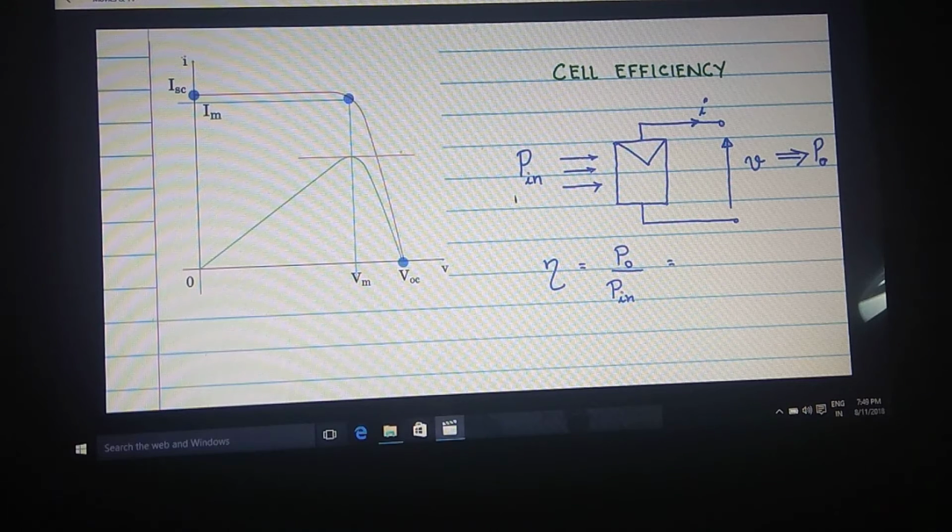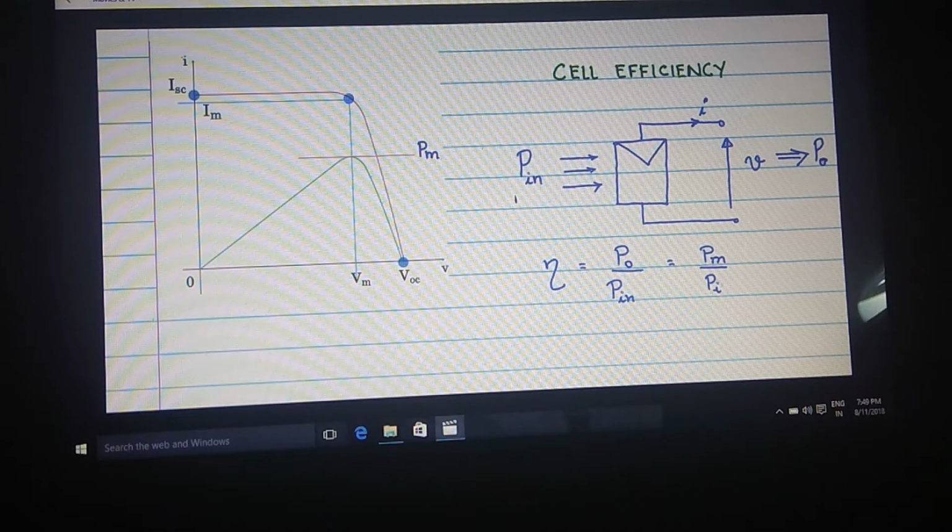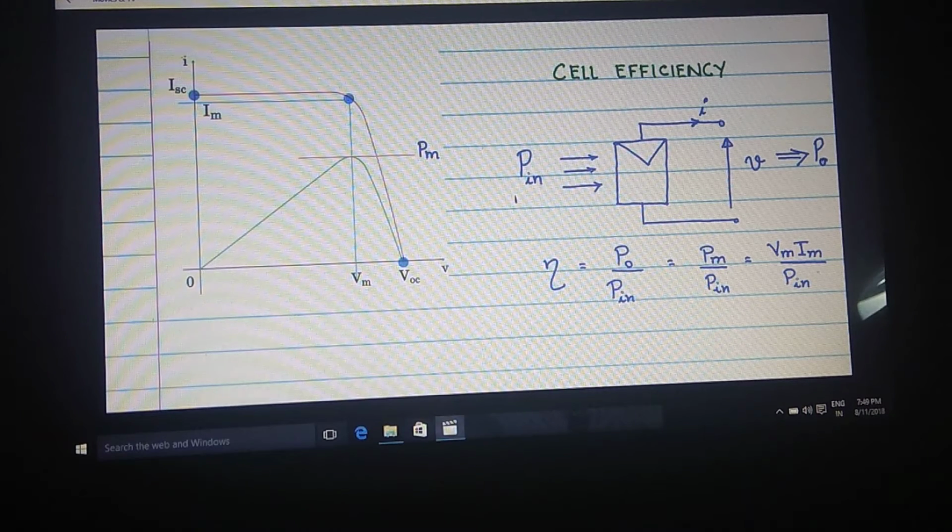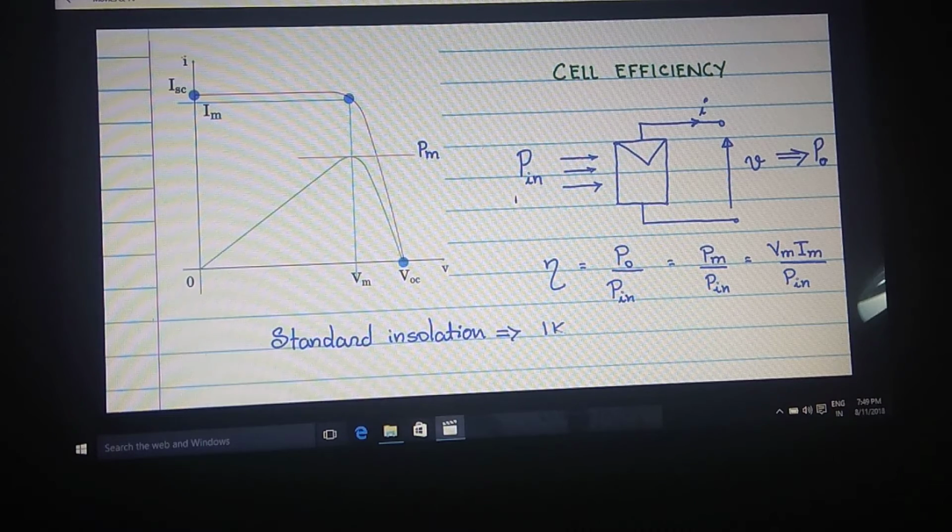So we will call this one PM, and this is the output of the PV cell, divided by P in, and we know that PM is nothing but VM IM by P in. Now what is P in? We said that the standard insolation is 1 kilowatt per meter square.